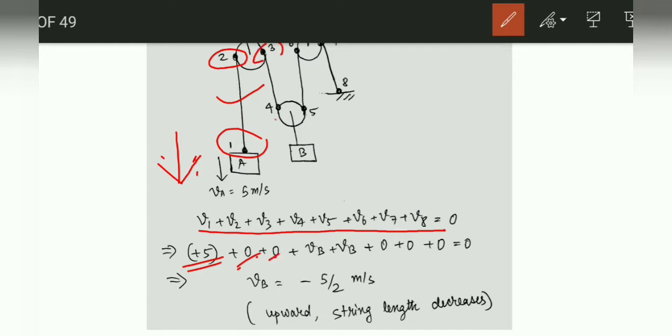What about V4? I don't know the direction of VB. It may be in the upward direction, it may be in the downward direction. So I will not write any sign, I will just write VB. And this contact point 4 is connected to the block B, so its velocity is VB. Also the contact point 5 is connected to the block B, same thing. So this velocity will again be VB. I don't know the sign, so I will not write any sign.